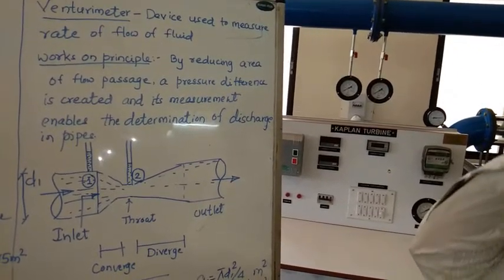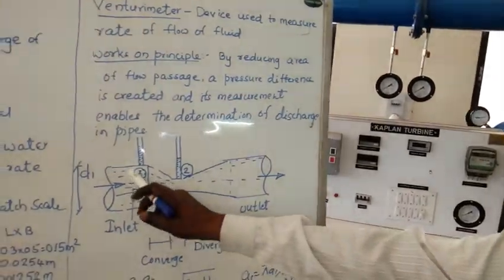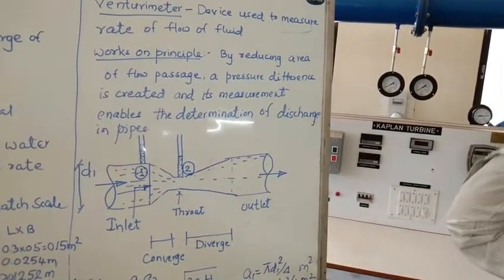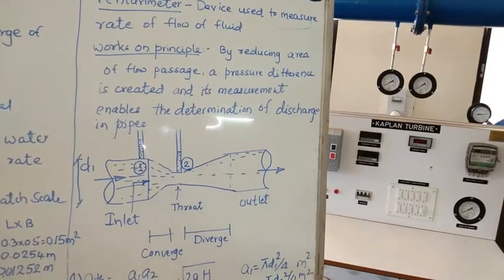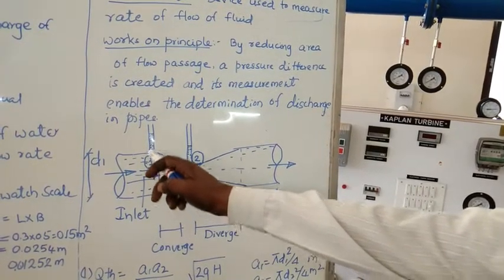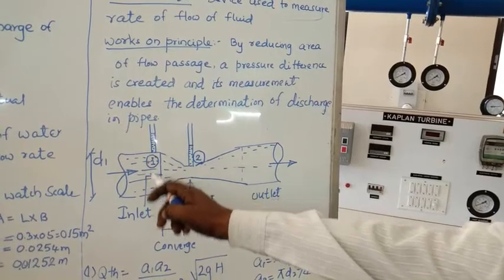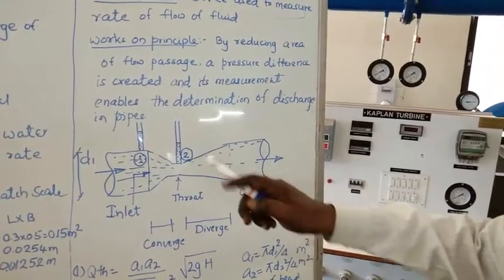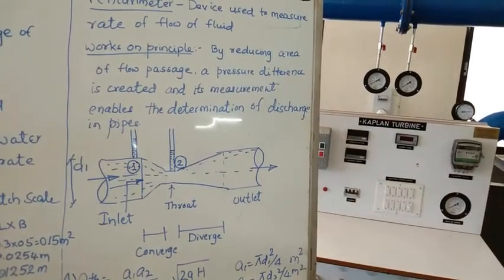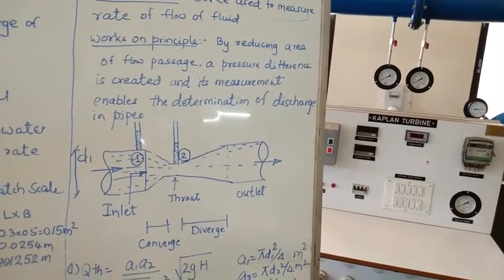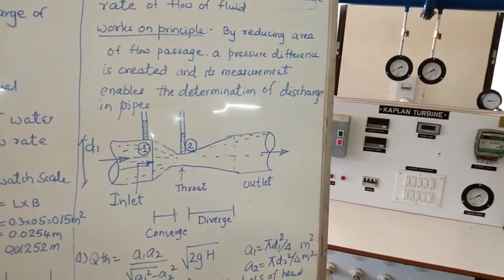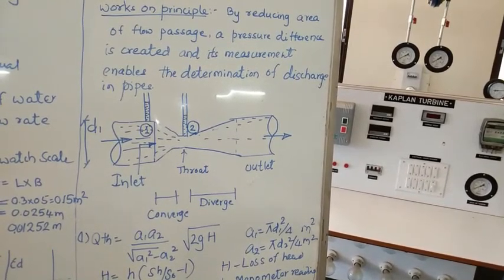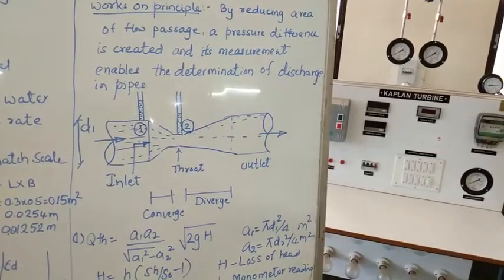You know that by the continuity equation, the discharge is the same at this point and at this point, that is Q equals A1 V1 equals A2 V2. Here the area is more, so the velocity is less. Here the area is less, so the velocity of flow of water is more, but the pressure is lower. Creating this pressure difference and measuring it enables us to determine the discharge in the pipes, the discharge of water or any fluid.